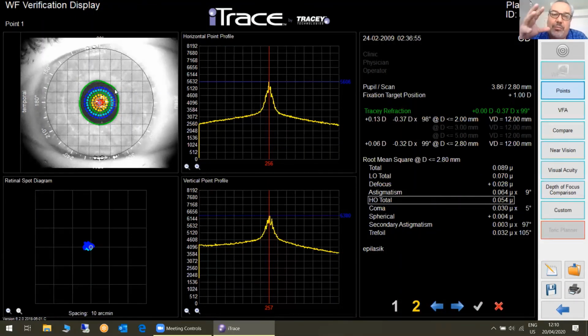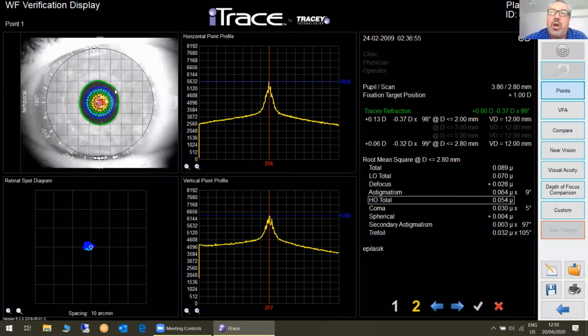So by using the iTrace, I have started to understand a lot of things that were a little bit uncertain over my 25 years of experience in ophthalmology. So now I start to understand what I didn't know 20 years ago.